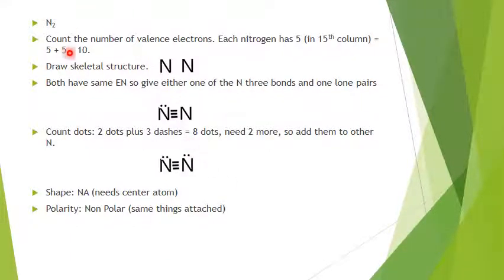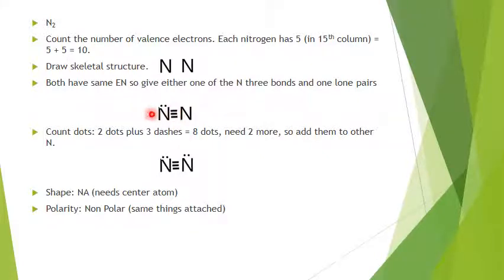Okay, N2. Just like the previous one, it looks like O2. If it's N2, it's going to be a little bit different. Nitrogen has 5 valence electrons. It's in column 15, and there's 2 of them. So 5 plus 5 is 10. Here's the skeletal structure. What you can do is give either one of the nitrogens its lone pairs and bonds. Nitrogen has 3 bonds and 1 lone pair, so you put 1, 2, 3.